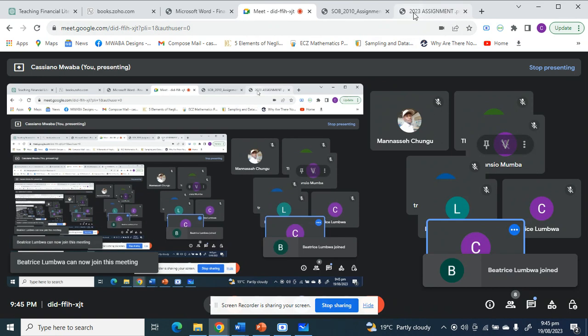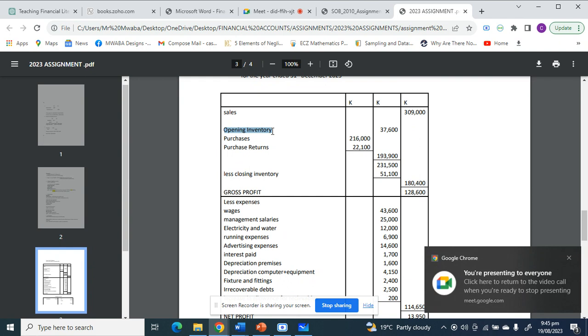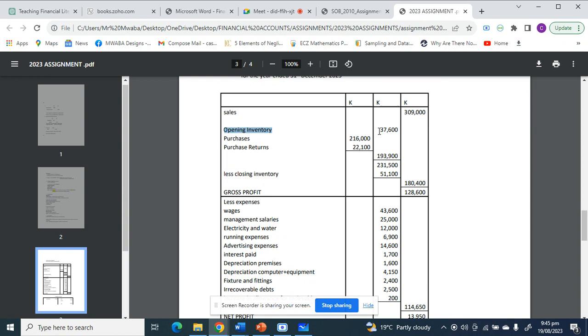So, in order to get our cost of goods sold, the first thing you need to do is indicate your opening inventory. These are the goods you started with at the beginning of the year. All right. This is their cost, 37,600. After you've got your opening inventory, the next thing you need to do is add your purchases, since these are also goods that you're going to resell.